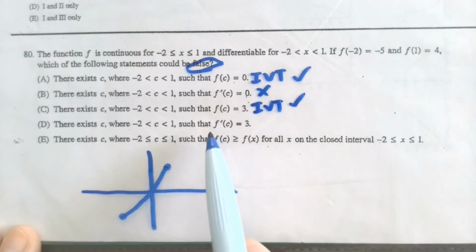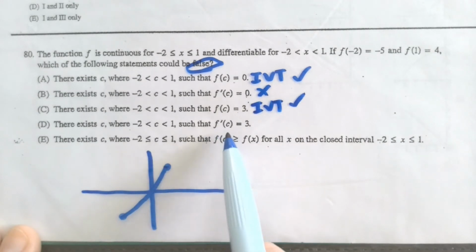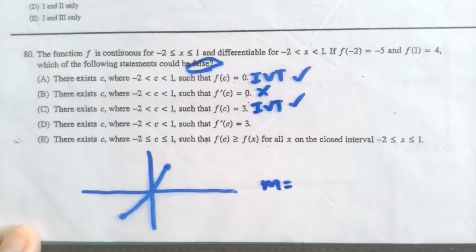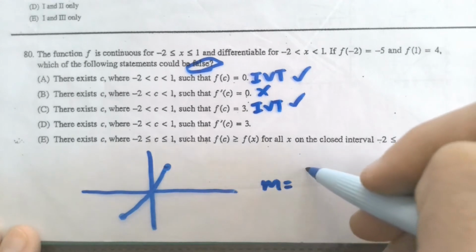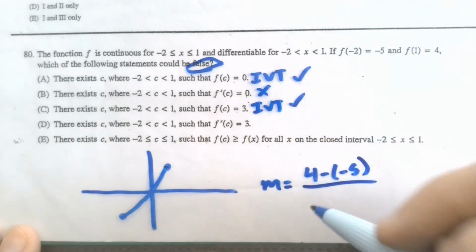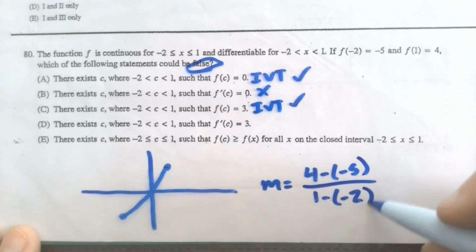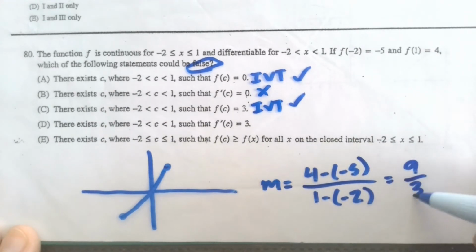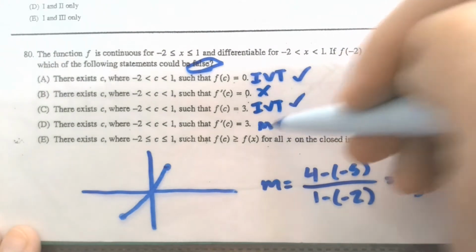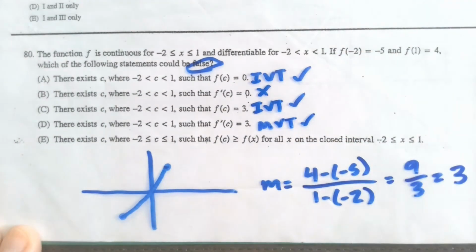For part D, we're guaranteed a c such that f prime of c equals 3. So for this one, I need to check my slope between -2 and 1 and see if that is guaranteed or not. So if I have 4 minus -5 over 1 minus -2, I will have 9 over 3, which is 3. So because the slope between my endpoints is 3, I am guaranteed by the mean value theorem an instantaneous slope of 3. So somewhere that has to be happening.